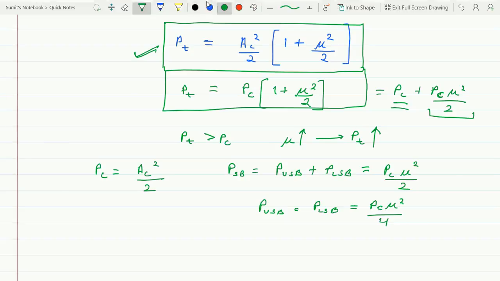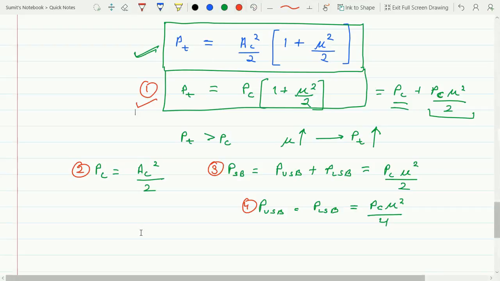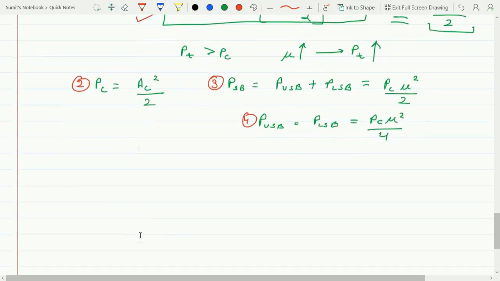So this is your first formula. From here you can always remember PC, the total sideband power, and the upper sideband and the lower sideband power. So if you just remember this total power formula, that means you already know all these terms. So that is part of your AM power.